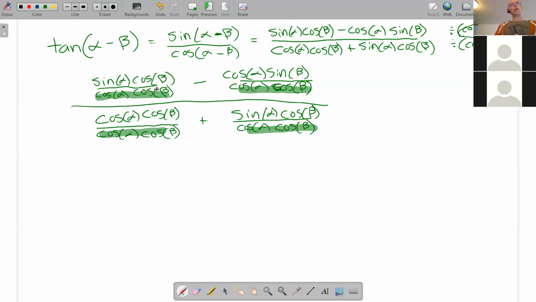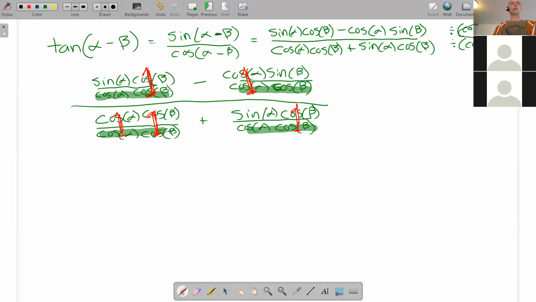Here I have cosine beta divided by cosine beta. That's just 1, so that cancels. Here I have cosine alpha over cosine alpha. That cancels to a 1. A number divided by itself is 1. Over here, cosine alpha over cosine alpha is a 1 times another 1. Over here, I have sine over cosine, cosine over cosine. So that's another cancellation.